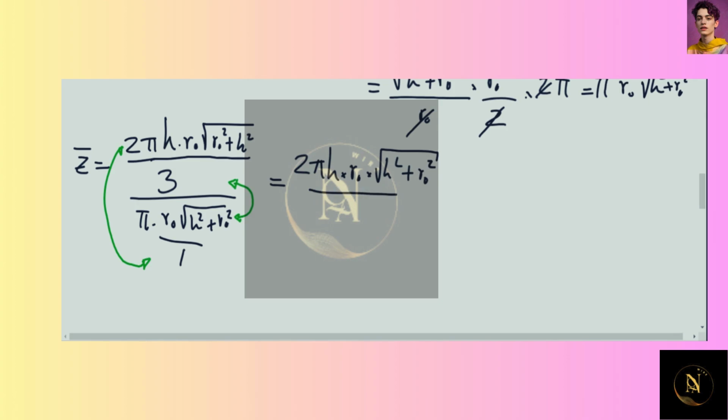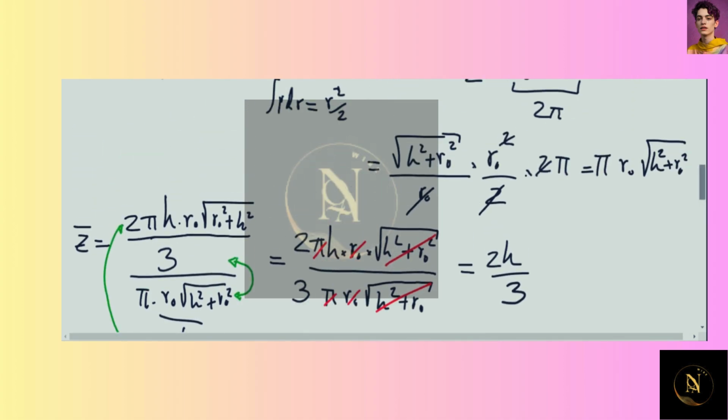and then divided by 3 pi R naught times the square root. So very nice, the square roots cancel, R naught cancels, pi cancels, so that it should be equal to 2H over 3. So that will be the average value for C.